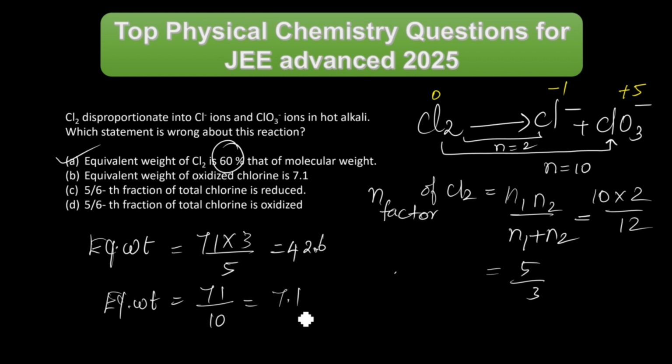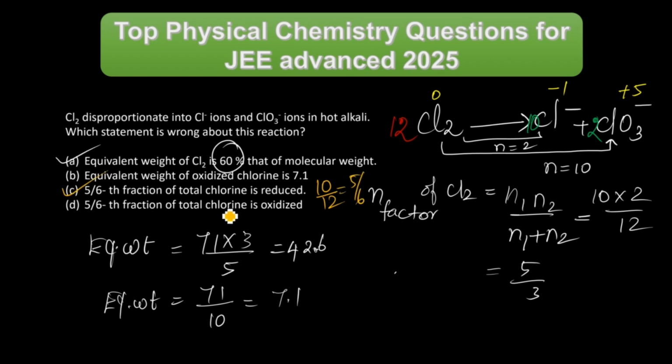Okay, so for finding out this, I have to balance this equation. So while balancing it, it will become 12 Cl2, 10 Cl minus and 2 ClO3 minus. Okay, so the fraction of Cl2 reduced: from 12, 10 out of 12, which is nothing but 5 by 6. So C is also right.